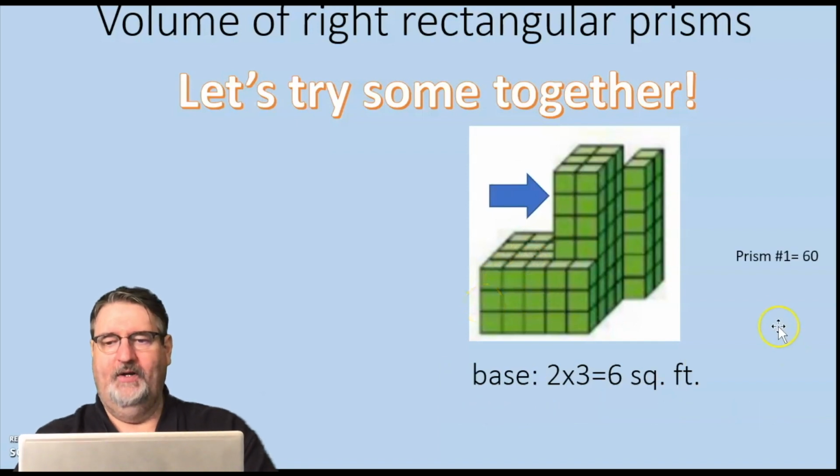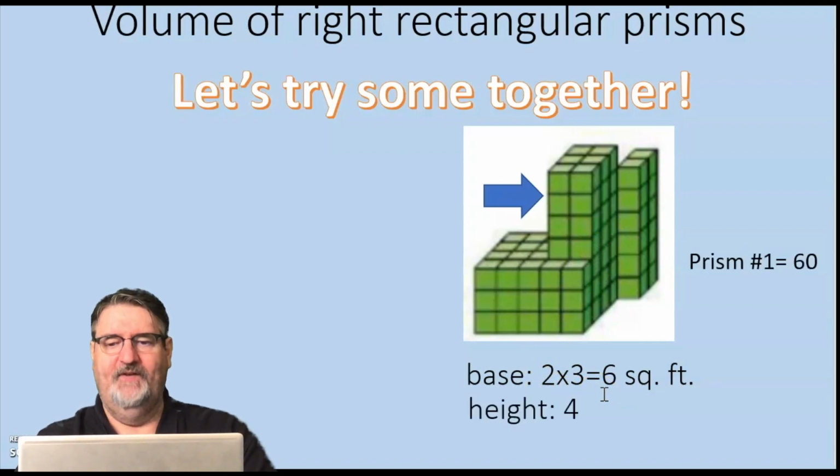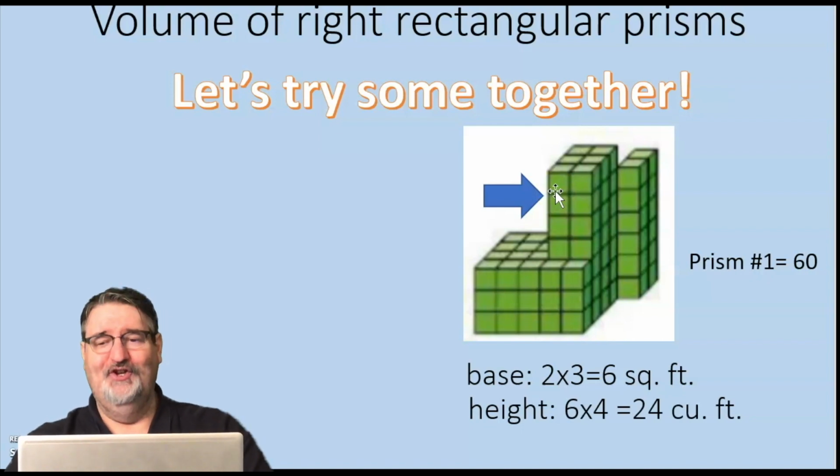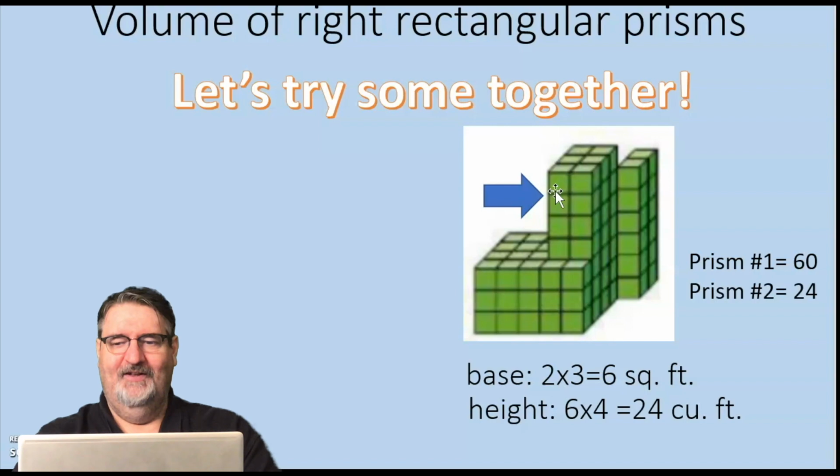And right over here, we're going to just keep it right there and say that it's 60. For the second one, we can see that the base is 2 right here and 3 along here. So 2 times 3 equals 6 square feet. We can see that the height is 4. So we now have 6 for the base times 4 for the height equals 24 cubic feet. So we're going to put that one right up here that says that prism 1 is 60.